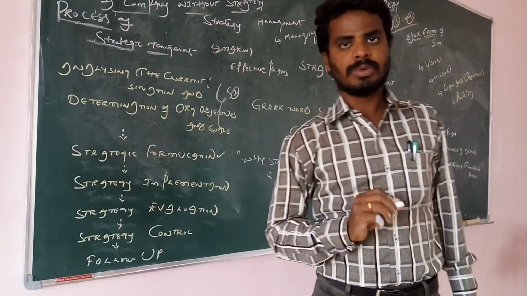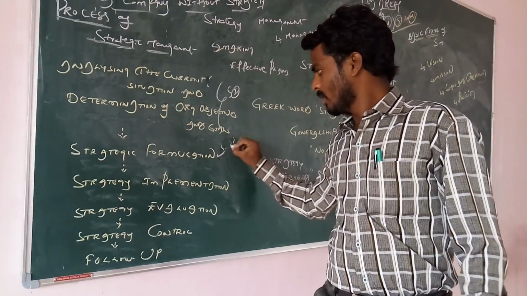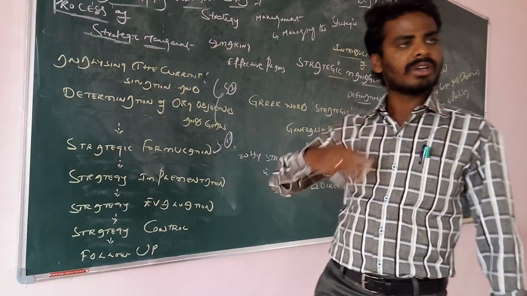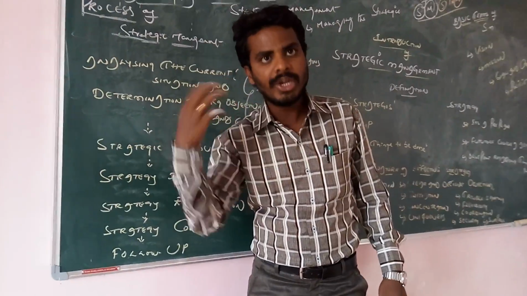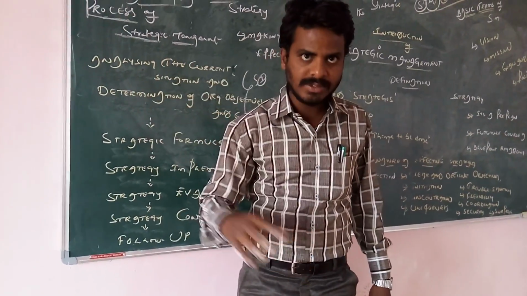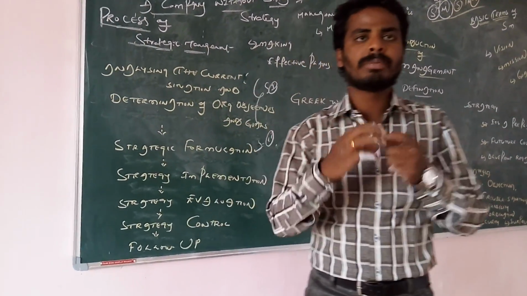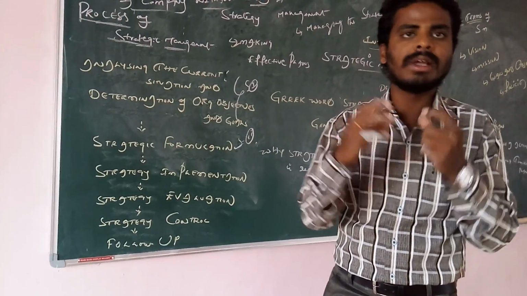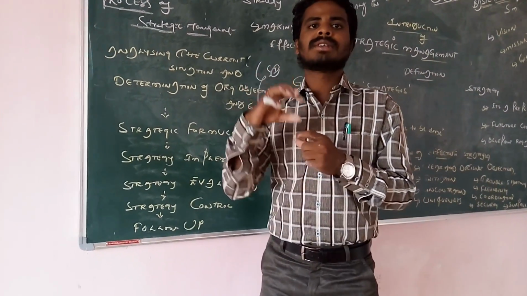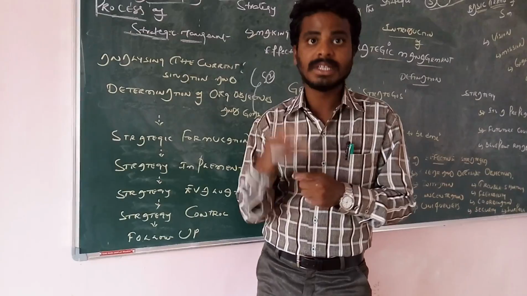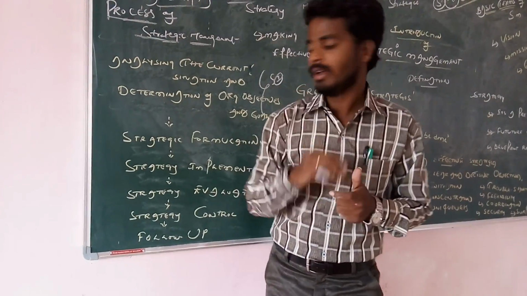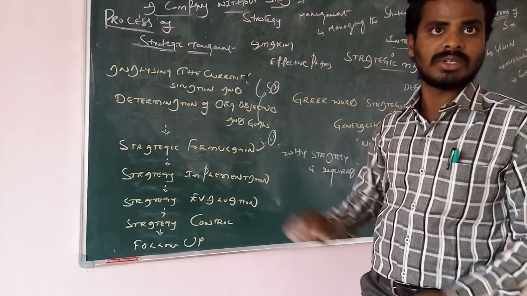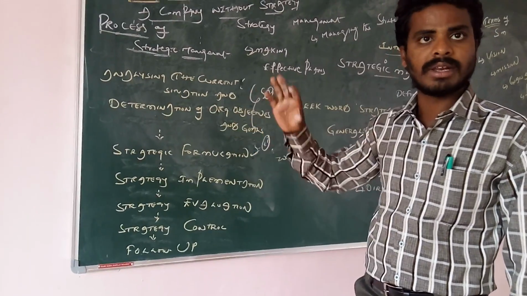Step 2. This is S2. After I knew the objectives and goals of the company, immediately I should prepare effective strategy. That is called SF. SF stands for strategic formulation. Again I am telling you, strategic formulation is also a very crucial step because further action depends on this only.